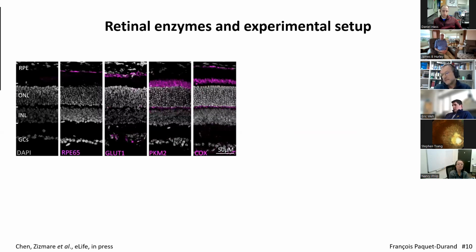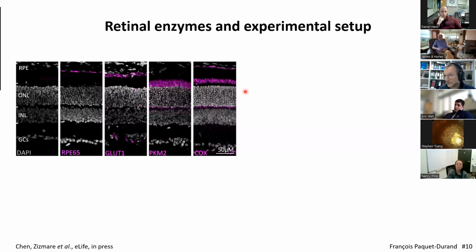So what we then did, we looked at different markers for different retinal cell types. For instance, we stained RPE65 as a marker for RPE cells in the retina. Glucose transporter 1 also labels RPE cells predominantly. Then here we have pyruvate kinase M2, which catalyzes the final step of glycolysis. We have cytochrome oxidase, a key enzyme of oxidative phosphorylation, and we see both of them expressed very strongly in the photoreceptor inner segments.